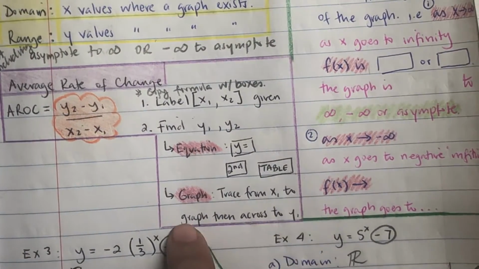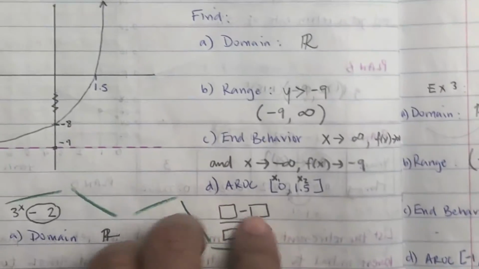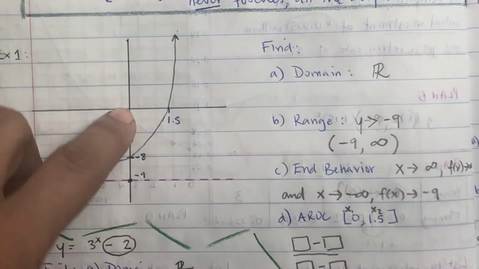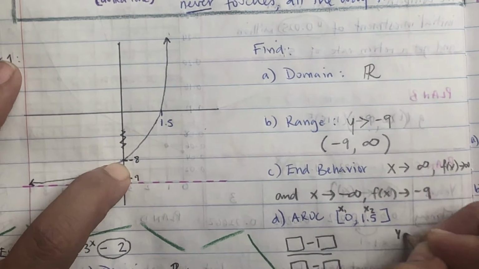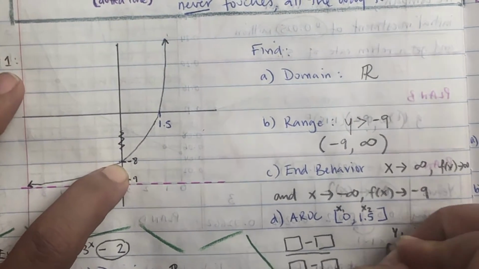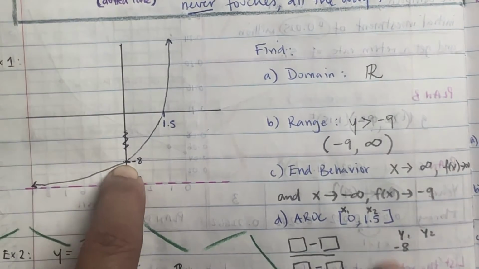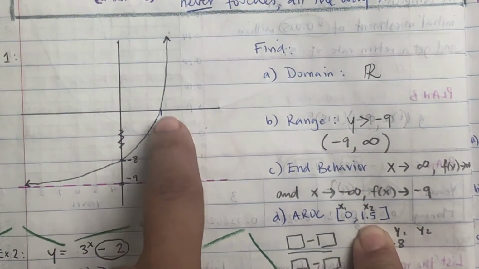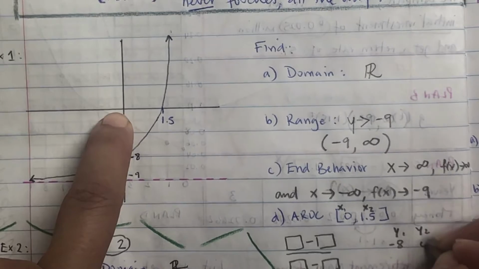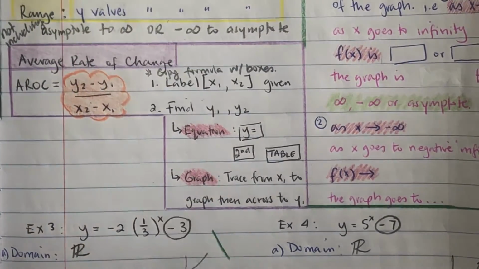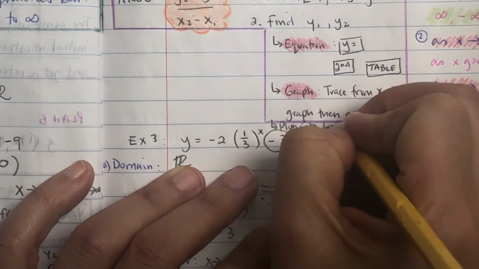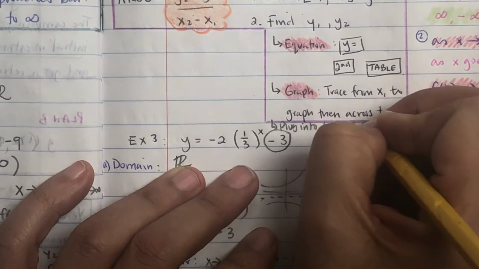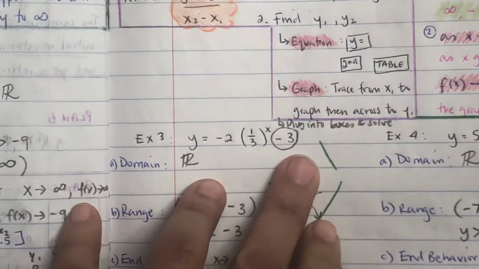Trace from x1 to the graph and then across to y1. So I go to x1, which is 0. Here's 0, and I go down to the y, y1, which is -8. And then when I go to 1.5 for x, what's y? 0. All right, so I've done that. The last step is plug into boxes and solve.